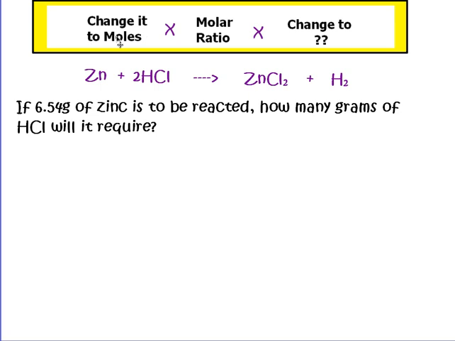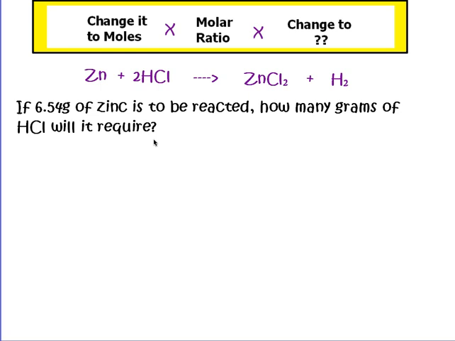Okay, I've put our saying up here on the top: change it to moles, molar ratio, change it to whatever the problem wants, and in this case, it wants grams. Check this out. I'm taking some zinc and reacting it with hydrochloric acid, and I'll produce some products over here. The question is, if I had 6.54 grams of zinc, how many grams of hydrochloric acid will it require?